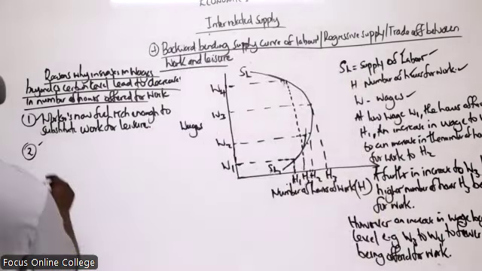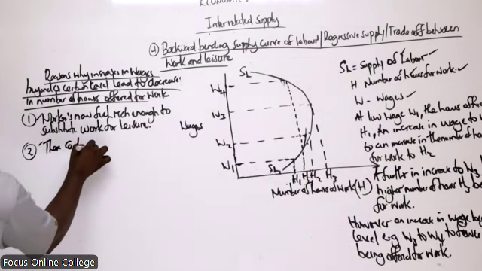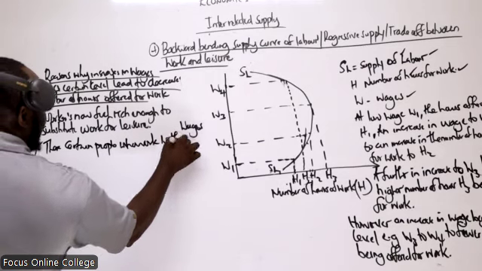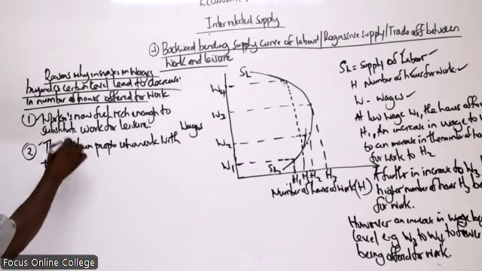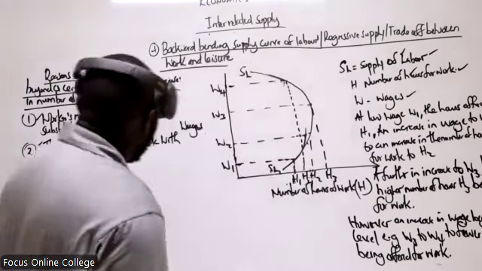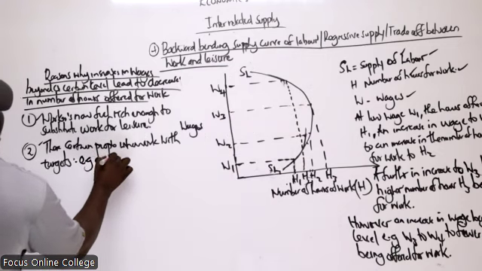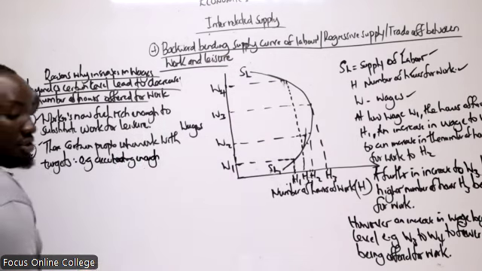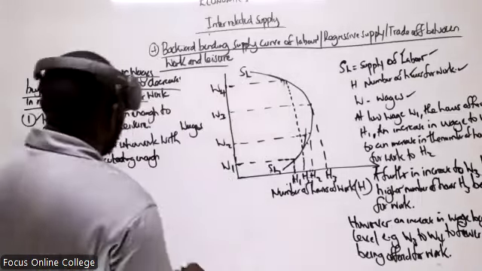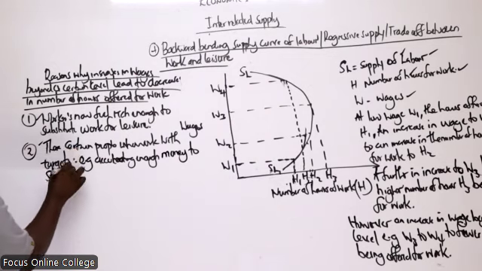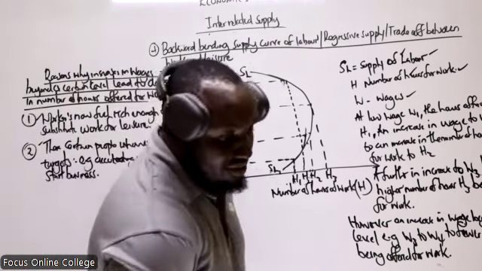The second explanation: there are certain people who work with targets, e.g., accumulating enough money to start a business.